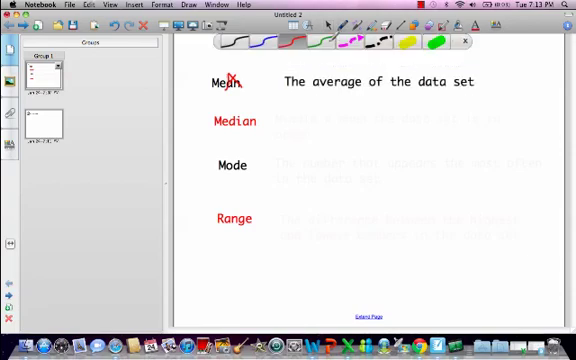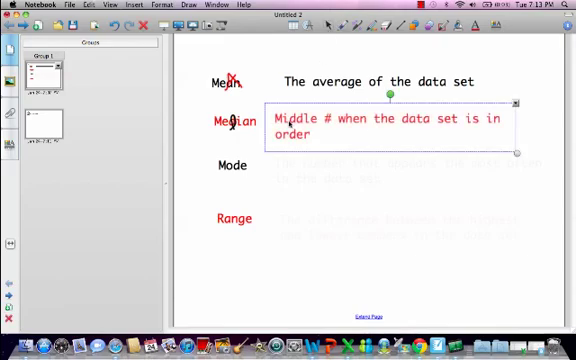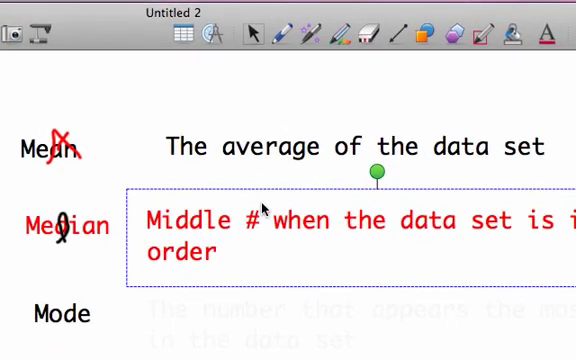The median, again, we can look at the letters here. I'm going to circle the D right here. The median, that has a D in it, just like the word middle has two D's in the middle of it. So the median is the middle number when the data set is in order. That's important. A lot of people just think the median is the middle number, but the data set has to be in order. That's part of the definition.